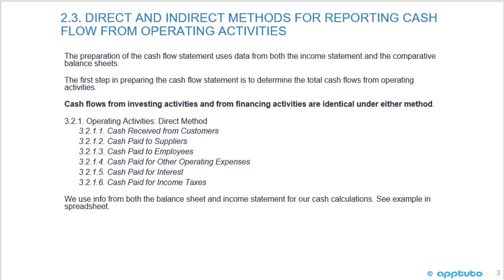So now when we move to the direct method, for the operating activities using the direct method, we look at the cash received from customers, the cash paid to suppliers, the cash paid to employees, the cash paid for other operating expenses, the cash paid for interest, cash paid for income taxes. So we use info from both the balance sheet and the income statement for our cash calculations. There are some examples which I've shown in the spreadsheet, examples from the book in the previous LOS, and we're going to roll through and look at the mechanics again now in the next few slides.